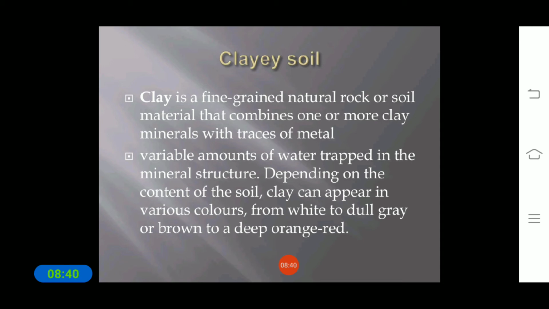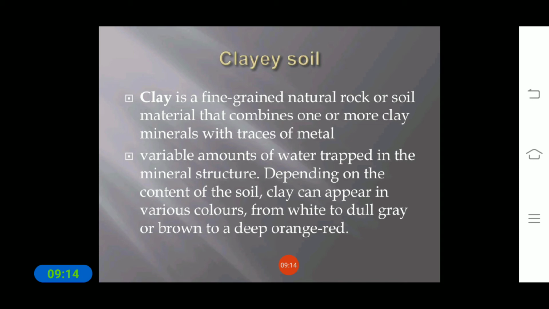Next one is clayey soil. Clayey soil means what? Clay is a fine grained natural rock or soil material. It combines one or more clay minerals with traces of metals. This is a type of soil that is a fine grained natural rock or soil material.